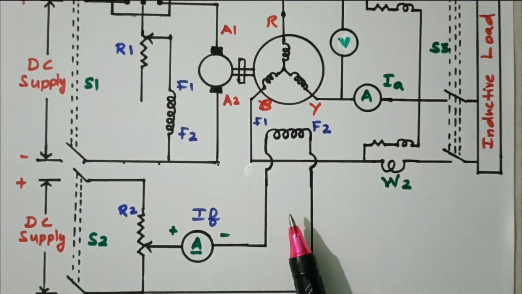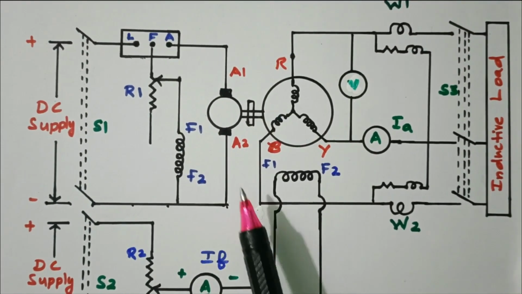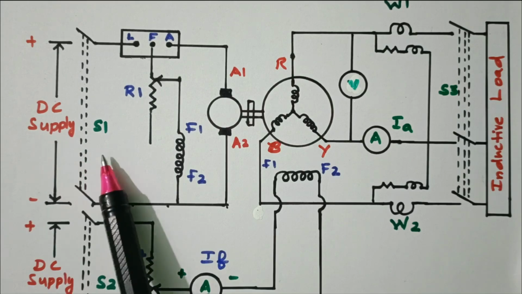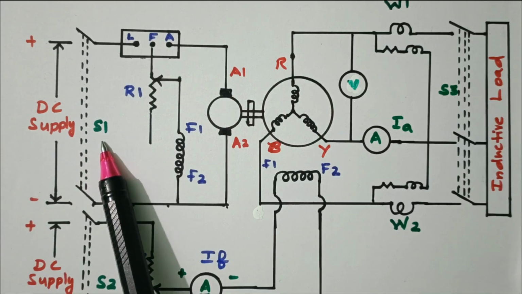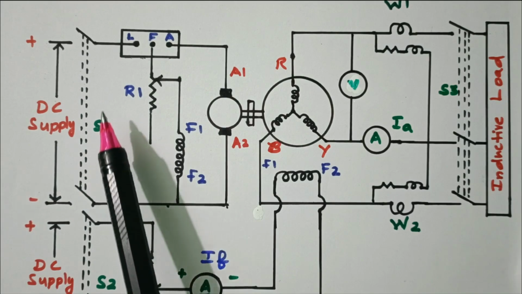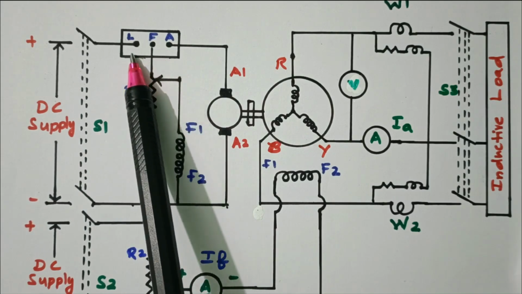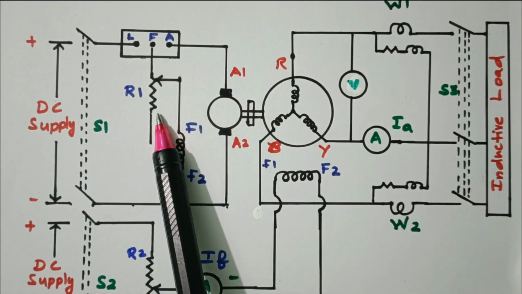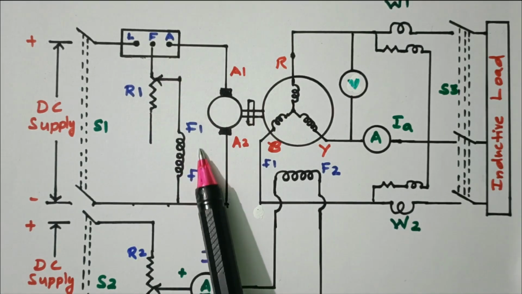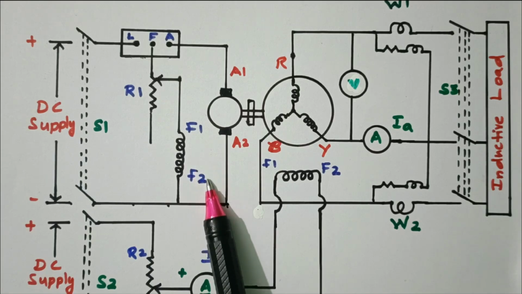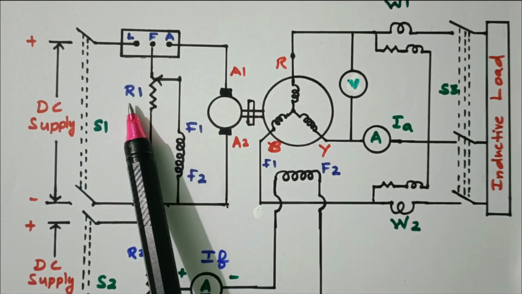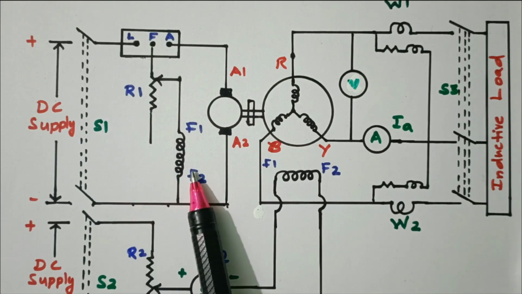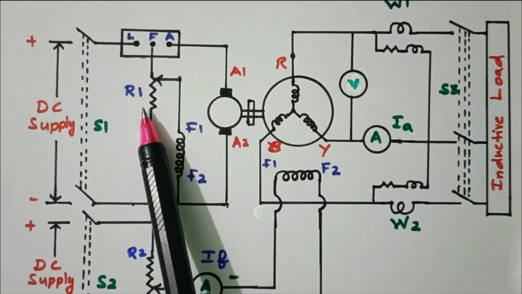Now we'll see the DC motor side. This motor is coupled to the alternator. DC supply is given. The 2-pole switch called S1 is connected through the 3-point starter, line, field, armature. The field is given with a variable resistance. This is the field winding of the motor. So the current flowing through the field winding can be varied by varying this rheostat R1.